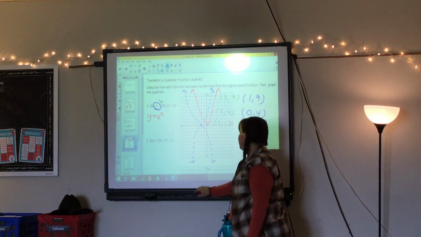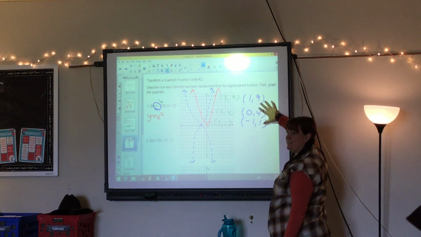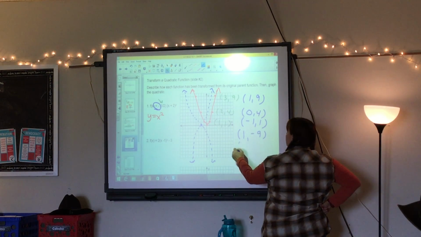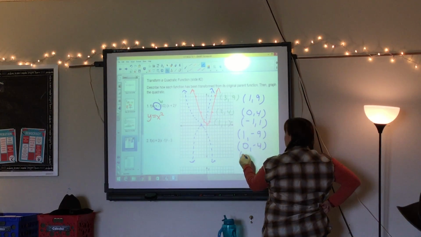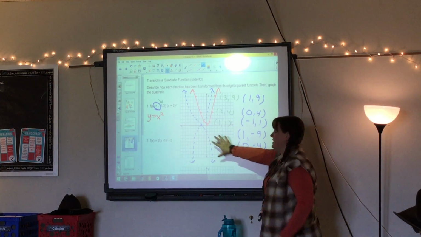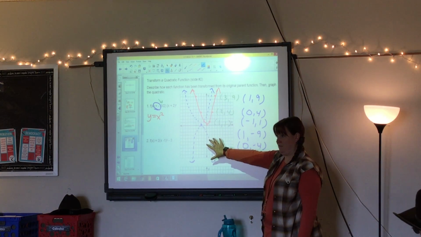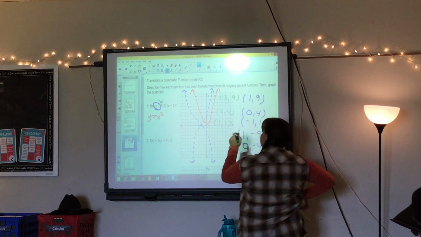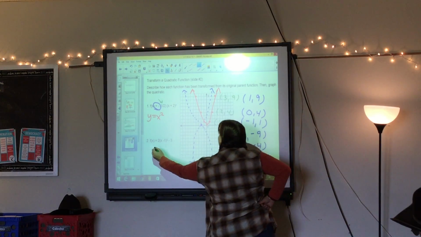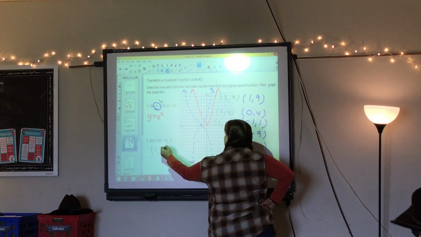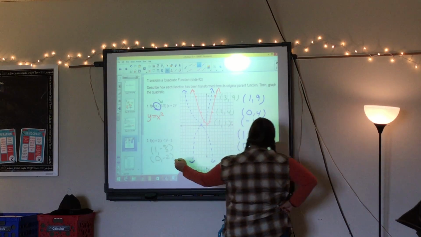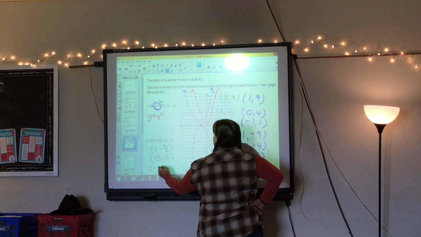The next thing is I would just make all of these negative. So that's this graph right here. And then we half all of our y values. We're going to half all of these, and our final points for our final transformation would be 1, negative 9/2, 0, negative 2, and negative 1, negative 1/2.